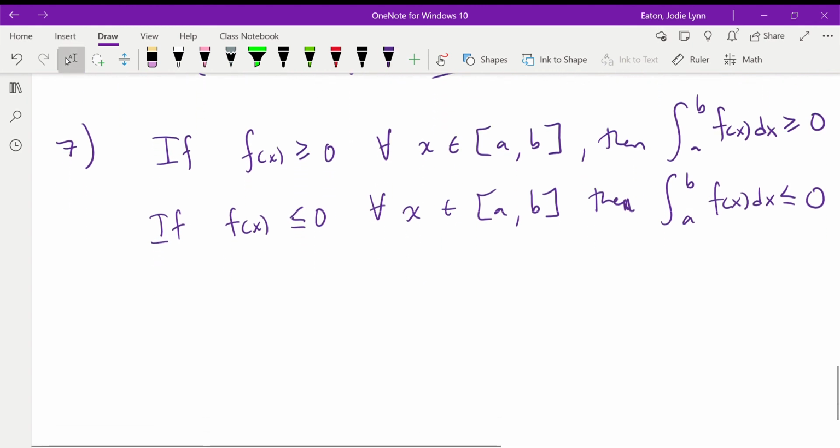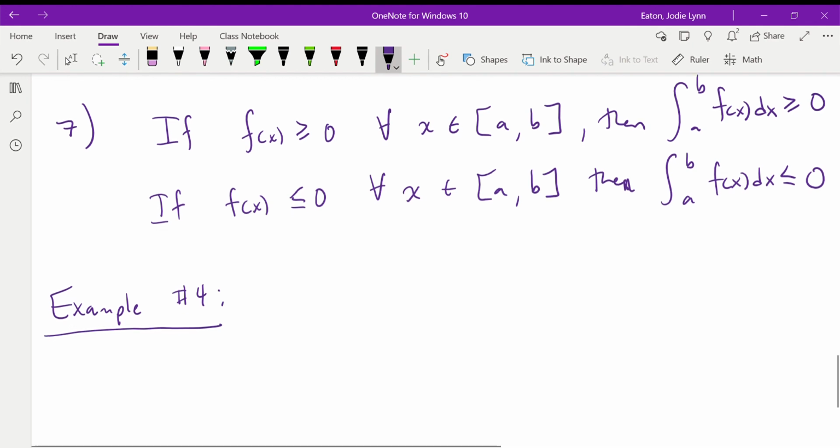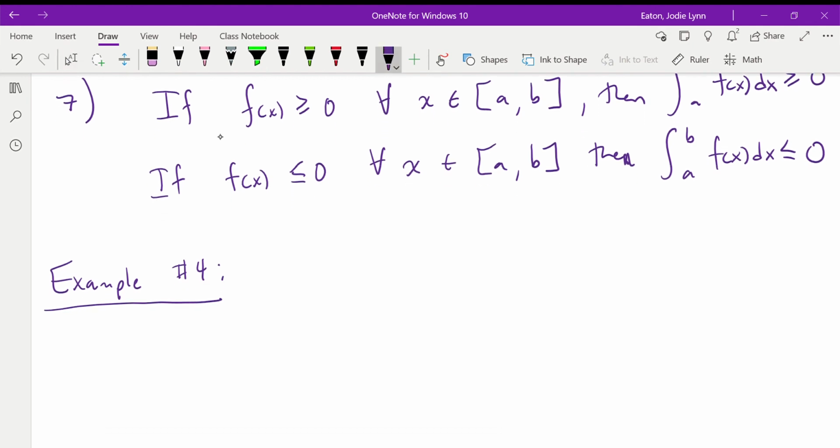Okay, so example number 4. This is the last one. How do we use these rules if we have some kind of funky thing going on? Let's take the integral from 0 to 3 of 4 minus 2 radical 9 minus x squared dx.